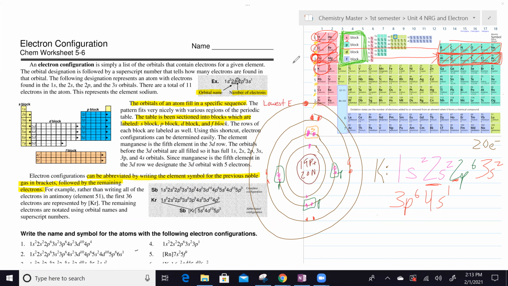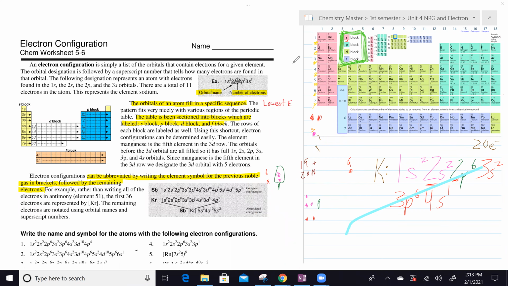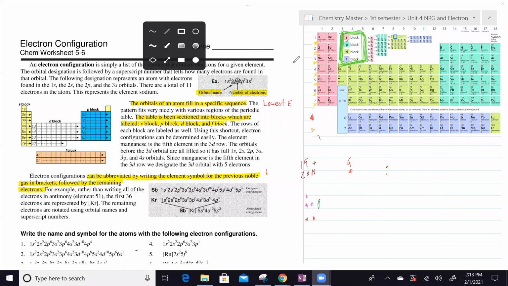Let's try this one. I want you guys to try one, okay? And then I'm going to show you one new thing and then we're done, okay? All right, so I want you to try, let's do chlorine. See if you can do chlorine, okay? Remember, you can add up all your little numbers to make sure it's right. Yes, chlorine, it's right here. When you add up all your little numbers, you should get 17. Okay, see if you can do those.